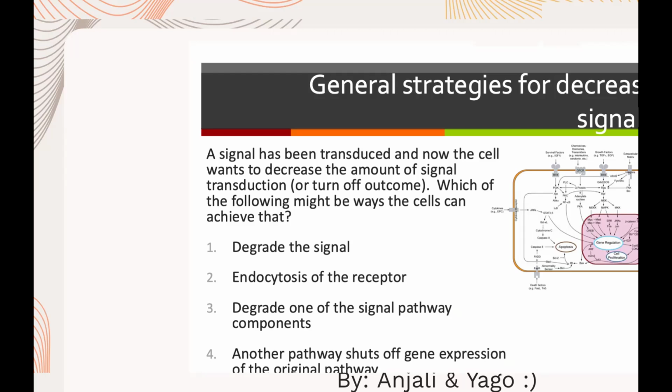So that's number one. Endocytosis of the receptor, number two. So again, we're bringing the receptor that's on the outside, bringing it in. Yes or no? Is this a good method? Yes, because if the signal can't bind to the receptor, how are we going to get it to keep going? Right? So this is a good way.